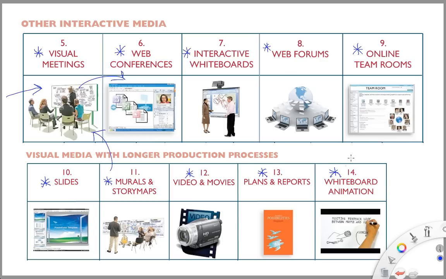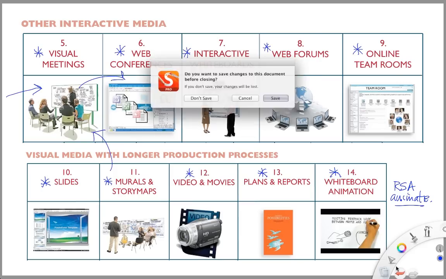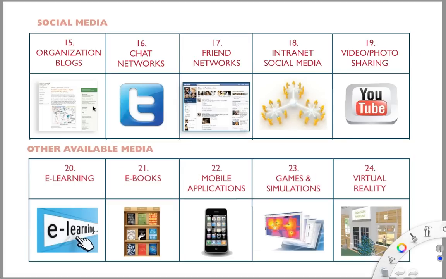Video and movies, I've already mentioned. Plans and reports themselves are increasingly visual. And you have a new set of technologies around whiteboard animation. These are the kind of rapid animation things that groups like RSA Animate are doing, and The Grove is developing these as well to explain different kinds of things. But if it were just those choices, it might be okay, but there's another whole range of choices. Organizational blogs, chat networks, friend networks, internet social media, video sharing, that's all coming online in businesses and organizations, people figuring out how to use these actively, as well as other media, particularly for learning: e-learning, e-books, mobile apps, games and situations, virtual reality.